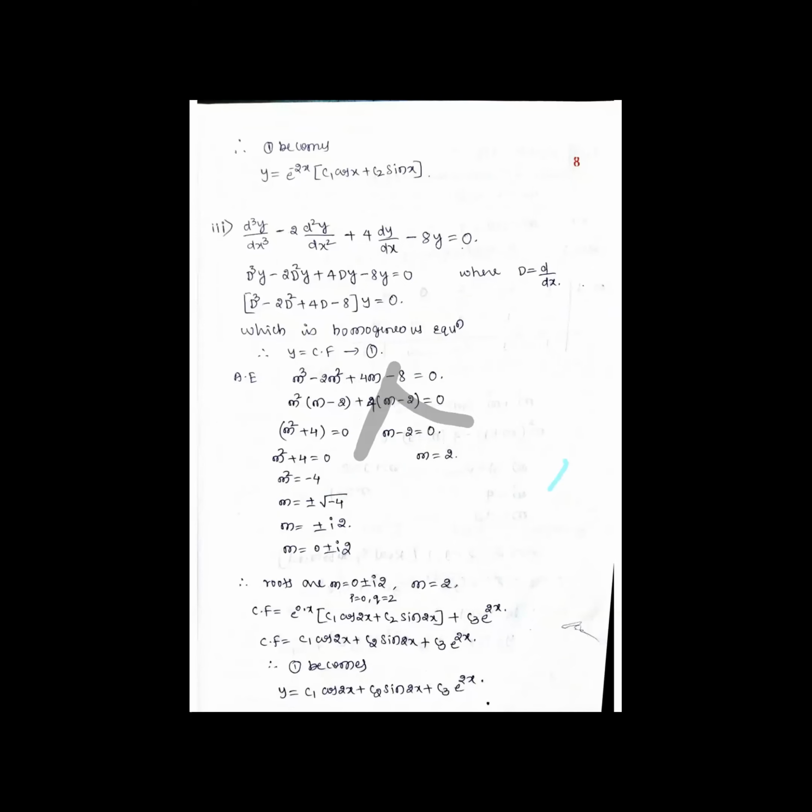So this complementary function, I'll substitute in equation 1, that is y is equal to, so what you are getting is e raised to minus 2x, c1 cos x plus c2 sin x. So any doubts? No, sir. Okay, friends, if you have any doubts, you can ask me, please.